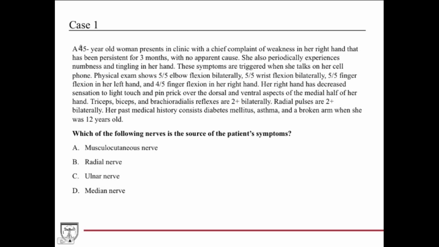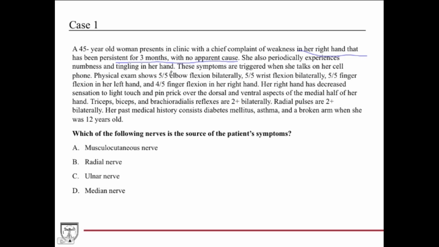So we'll go through the case. A 45-year-old woman presents in clinic with a chief complaint of weakness in her right hand that has been persistent for 3 months with no apparent cause. So there's no obvious injury. She also periodically experiences numbness and tingling in the hand. So in her right hand, she's been having some weakness, some numbness, some tingling, kind of coming out of nowhere. These symptoms, meaning the weakness and the numbness, are triggered when she talks on her cell phone, okay?